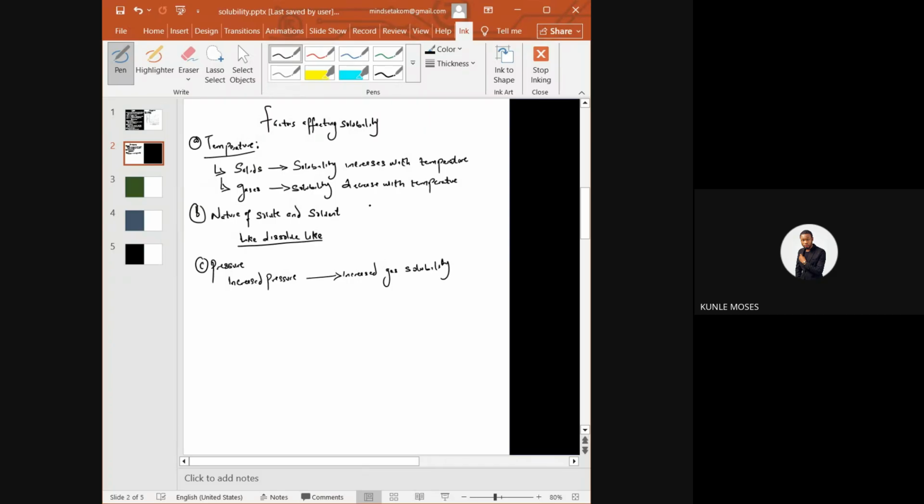So these are the three major things: the temperature. Solubility increases with temperature for solids, and solubility decreases with temperature for gases. The nature of solute and solvent, like we said, like dissolves like. There are some solvents that can only dissolve some particular solutes, and there are some solutes that can only be dissolved by a particular solvent. And the last one is pressure. An increase in pressure will lead to an increase in gas solubility.